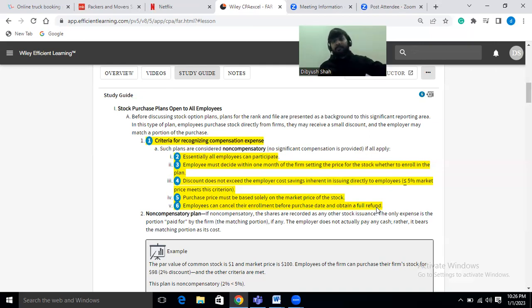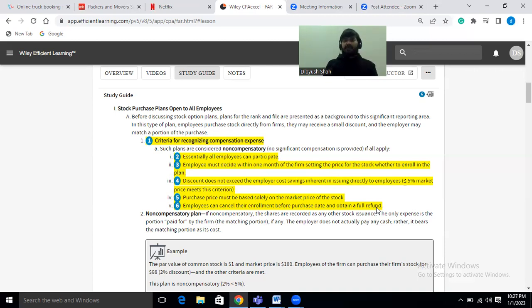One month later, markets crashed. Apple shares are worth around $90 now. Now, why would I buy it at $95 from the company? I can buy it at $90 from the share market itself. So employees generally are given this option that they can cancel any time before the purchase date, that is 1 month, even after enrolling, and they will get a full refund.